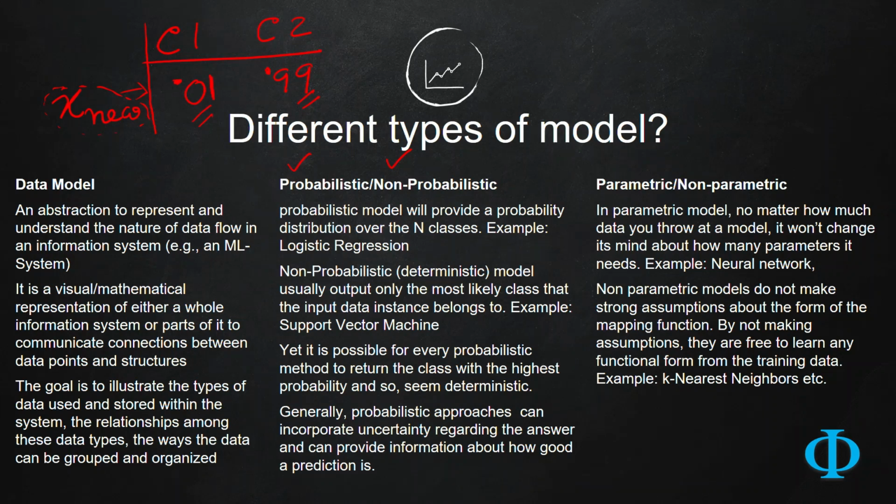An example of this type of data model is logistic regression. You will learn more about the logistic regression when we discuss the specific model in a future lecture.